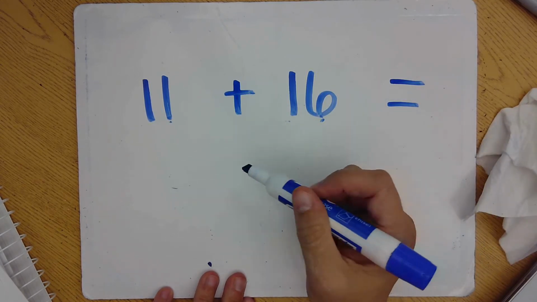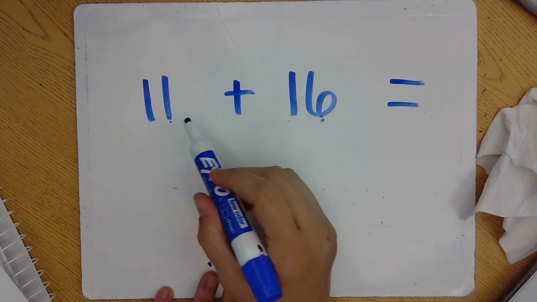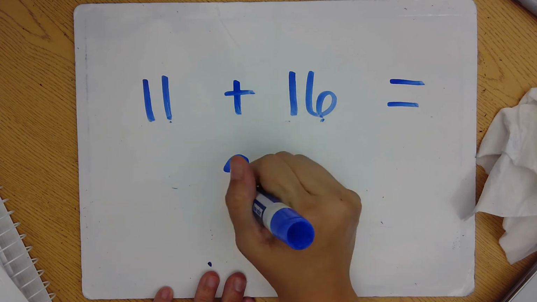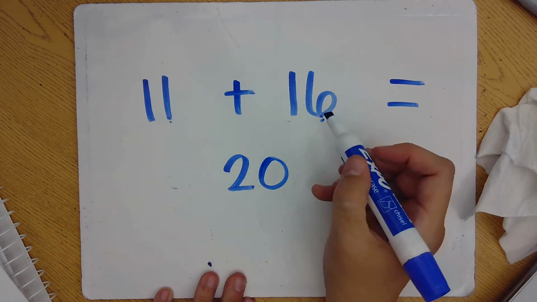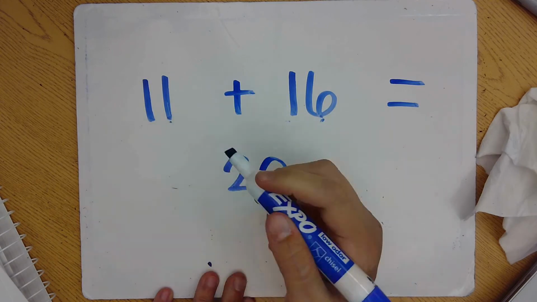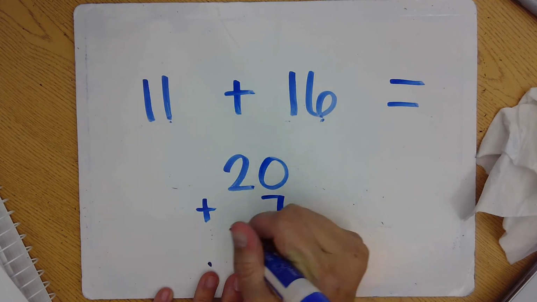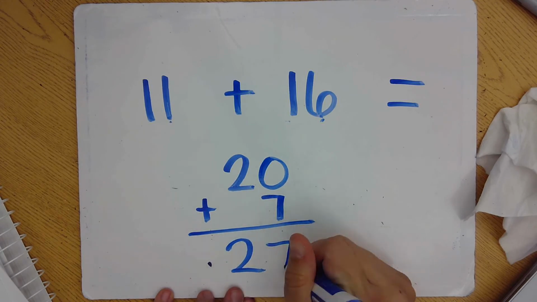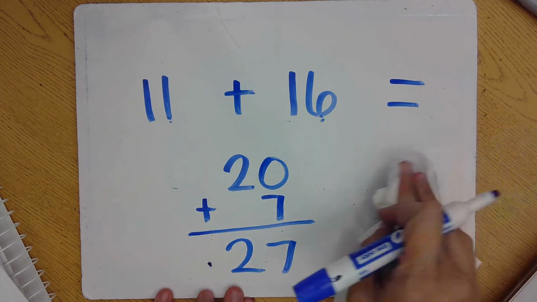Another way you could do this is you can think about tens and ones. So I know that I have 2 tens, and that's going to be 20. And I have a 6 plus a 1, and that's going to be 7. My answer is 27.